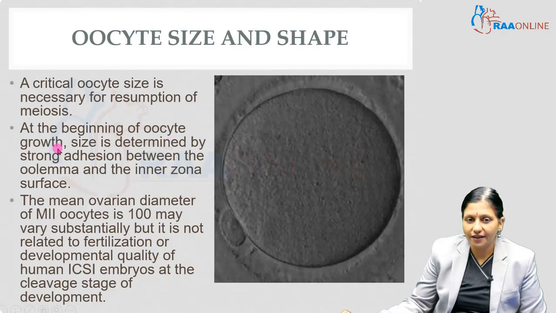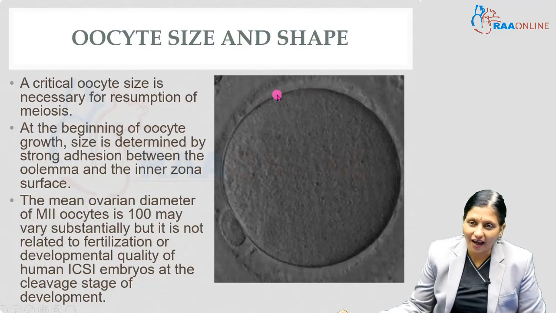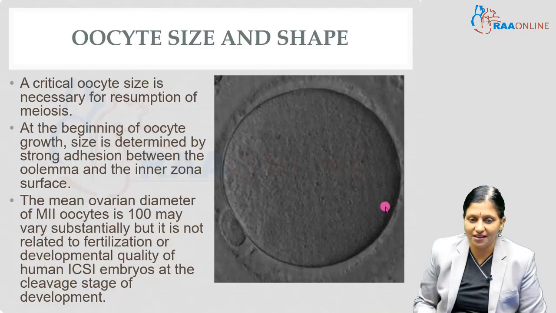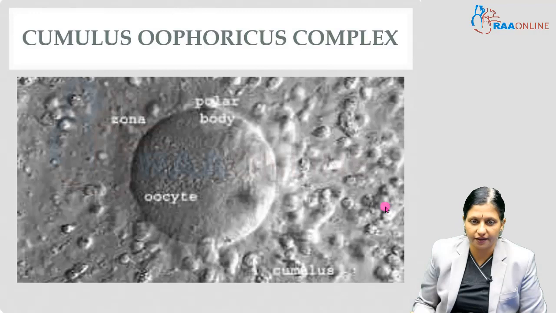At the beginning of oocyte growth, the size is determined by strong adhesions between the oolemma and the inner zona surface. So the oolemma is the cytoplasmic membrane of the cell, and there are strong adhesions between the oolemma and the inner zona surface. And the mean ovarian diameter of metaphase 2 oocytes which have extruded one polar body is 100 microns. But it may vary substantially, but it is not related to fertilization or developmental quality of human ICSI embryos at the cleavage stage of development.